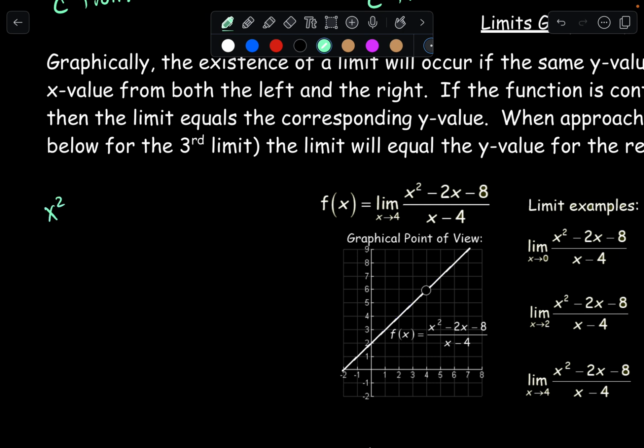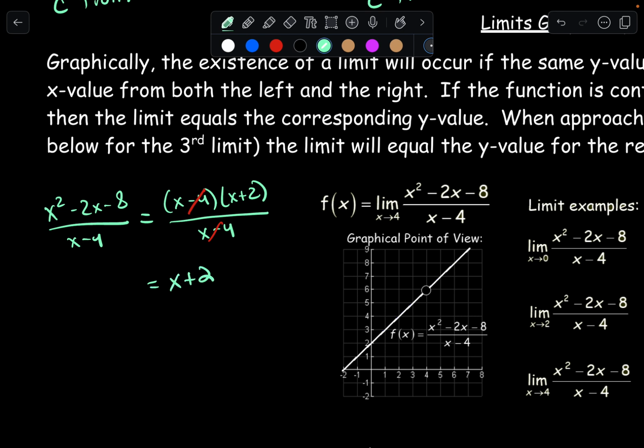All right, so if we have x squared minus 2x minus 8 divided by x minus 4, we want two numbers that multiply to negative 8 but add up to negative 2. So we will have x minus 4 times x plus 2 divided by x minus 4. So from here, we can see that we have a factor in the numerator and the denominator that will cancel out. So we're left with x plus 2, which leaves a hole at x equals 4.